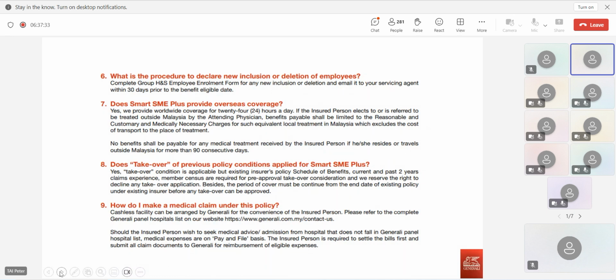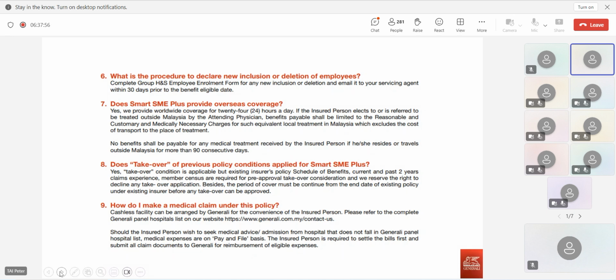Does the takeover of policy apply for SME Plus? Yes, you can take over existing policies. But in my opinion, if your claim experience for the past 2 years is not good, please continue with that company, because you know why? Whenever you come to a new company, they will get the past 2 years claim experience.